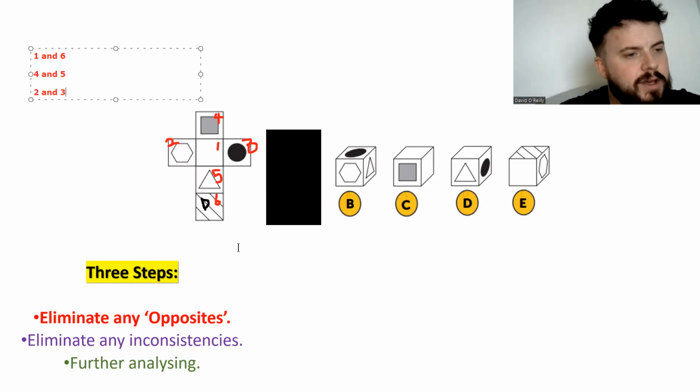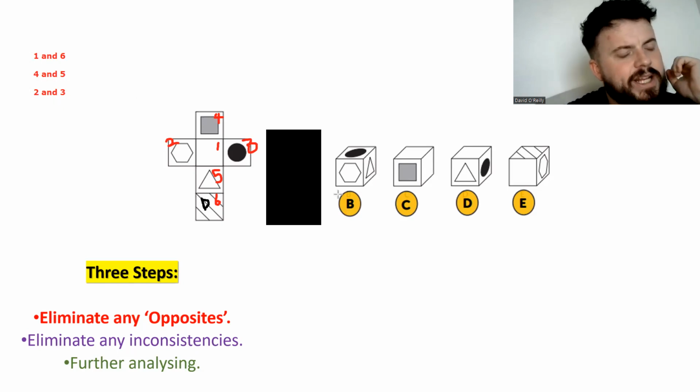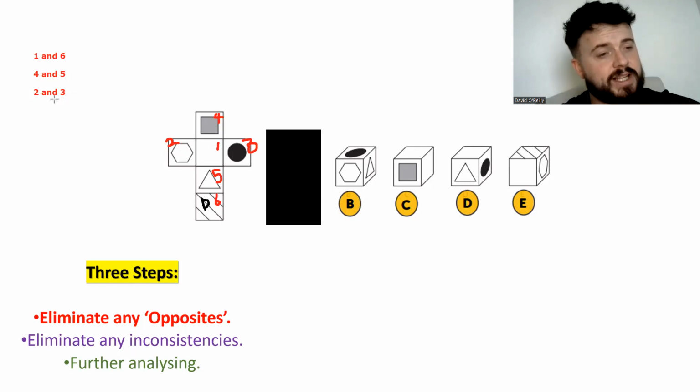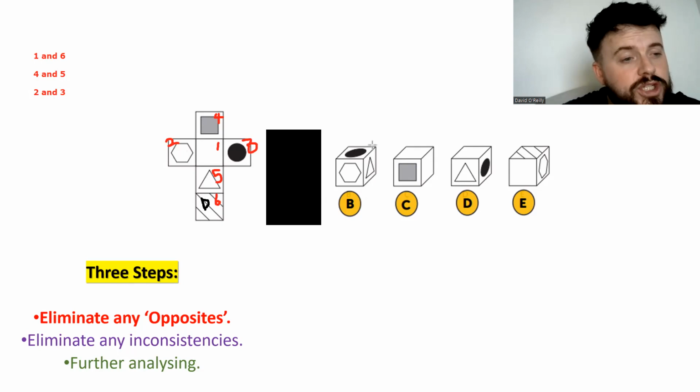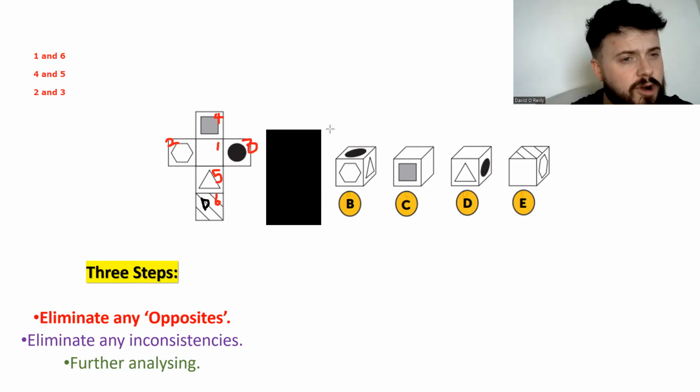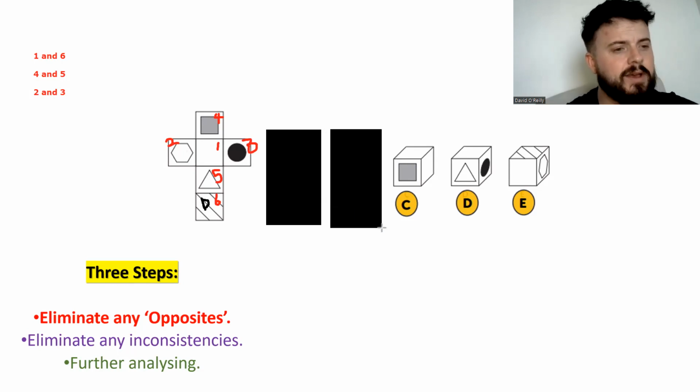Okay. Let's now look at B. So B, do we have any opposites here? We've got 2 and 3. We've got that circle and the hexagon. Yeah, they should be opposite. We know that 2 and 3 are opposites. They should be opposite. So we should not be able to see the black circle and the hexagon together. If we can see them together, they're not opposite, which means the answer is wrong. They need to be on the opposite sides.